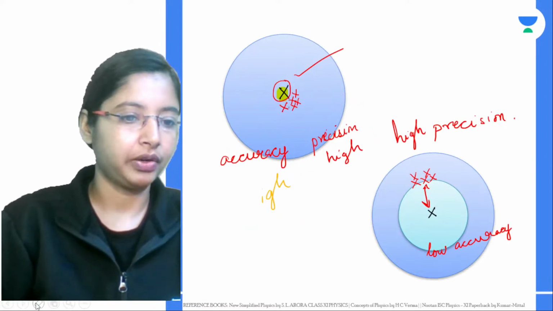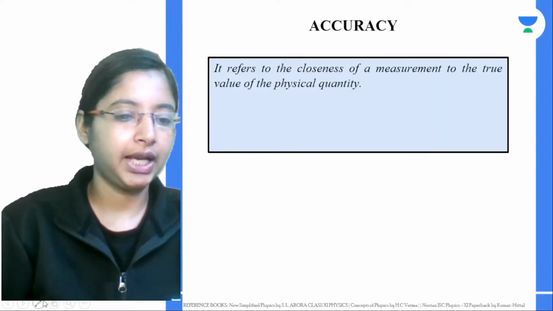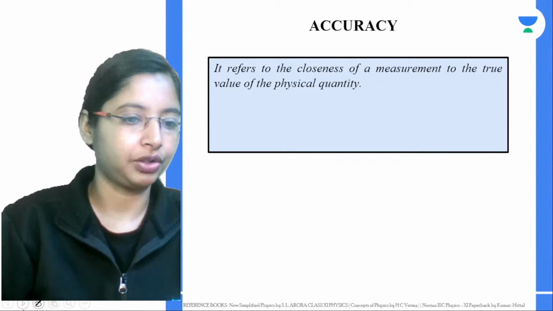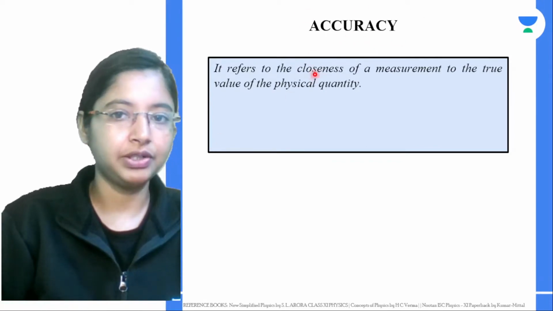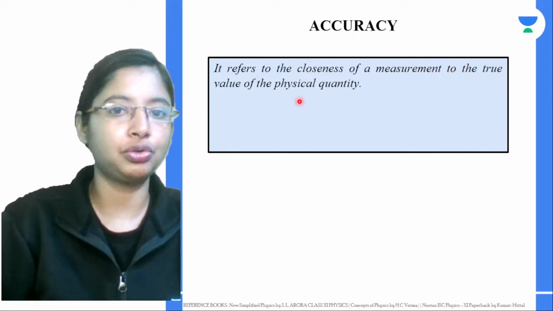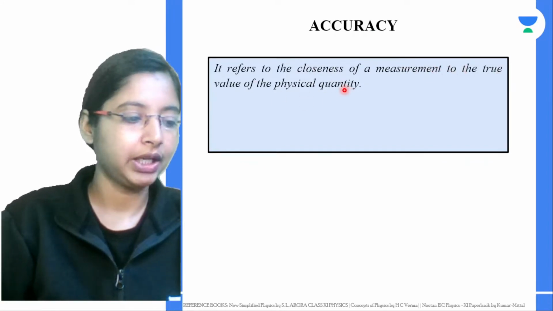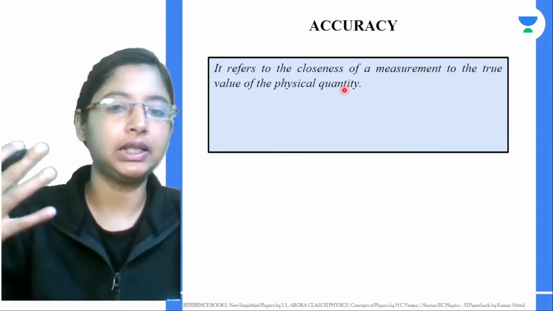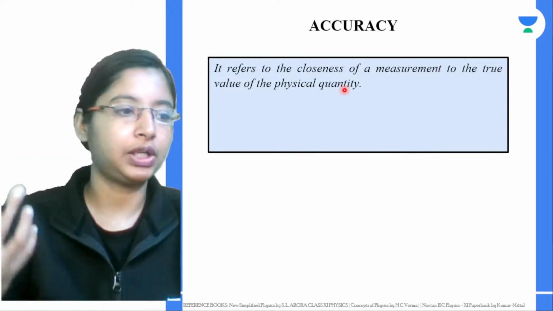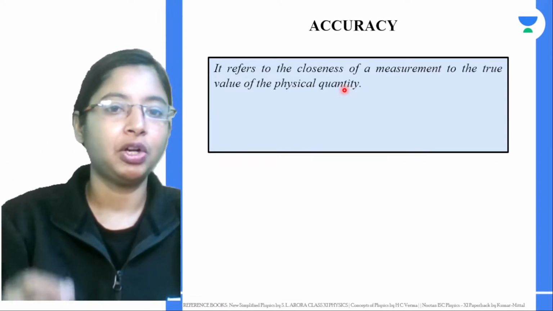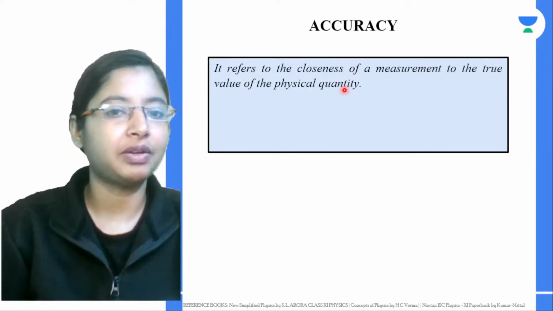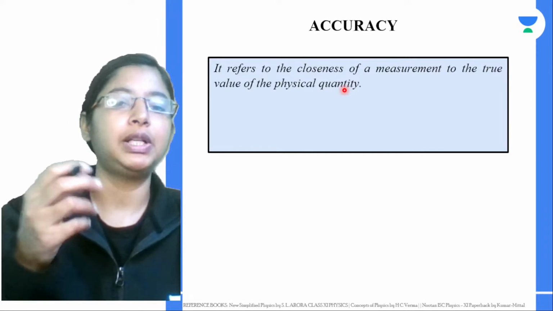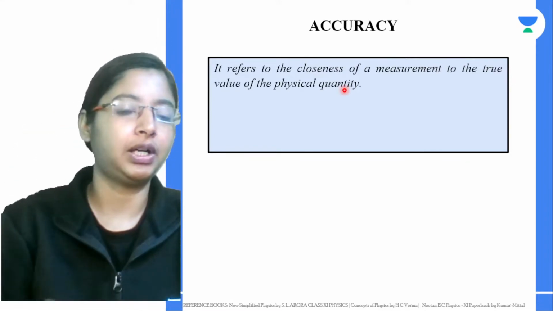All right. So I hope that gives you a clear picture of accuracy and precision. On that note, let's learn about the definition for accuracy and precision. Whenever we are talking about accuracy, this refers to the closeness of the measurement to the true value for a physical quantity. So let's say you're finding the diameter of a cylinder using a screw gauge, and the actual diameter is 5 millimeter.